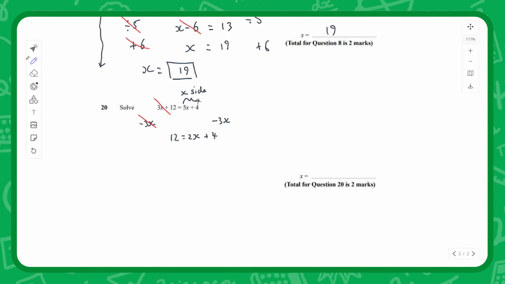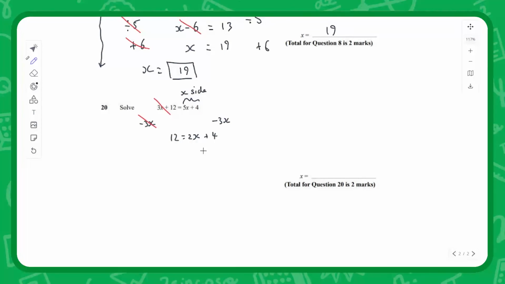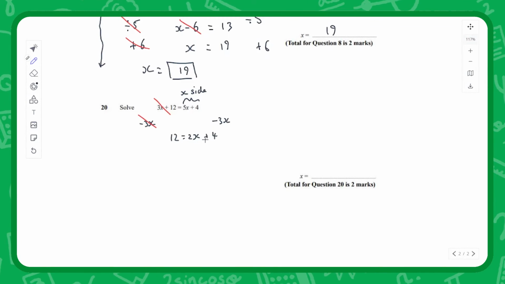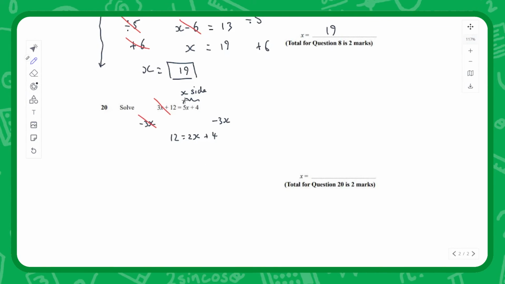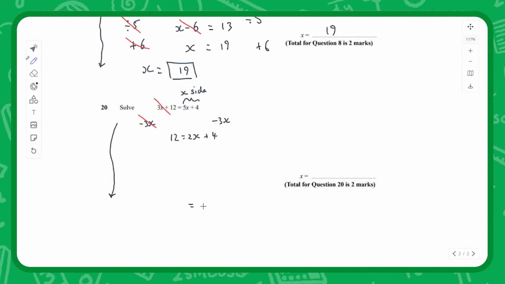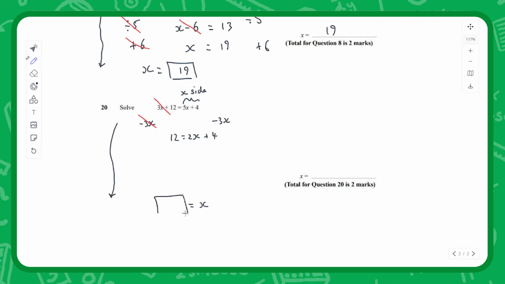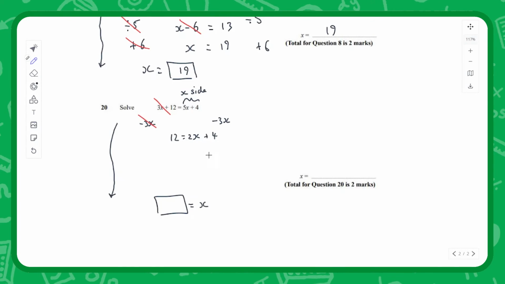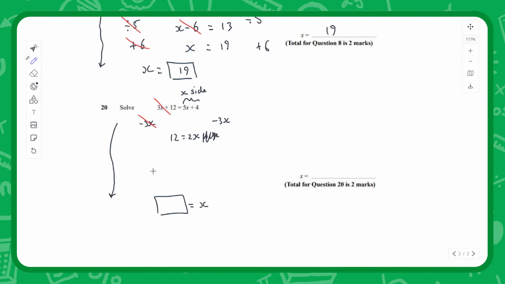And I've still got that plus 4 lingering there. I could also try and get rid of this plus 4, right? Because at the end of the day, if this is my x side, I want to end up doing a load of maths and eventually ending up with something equals x. And so I need to get rid of this plus 4. How do I get rid of that?